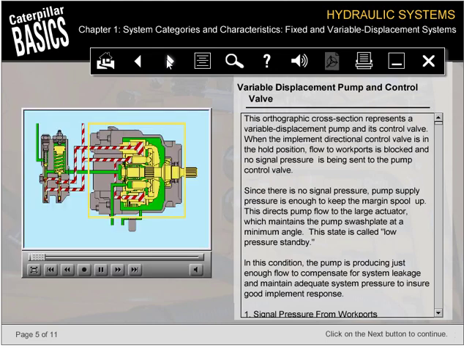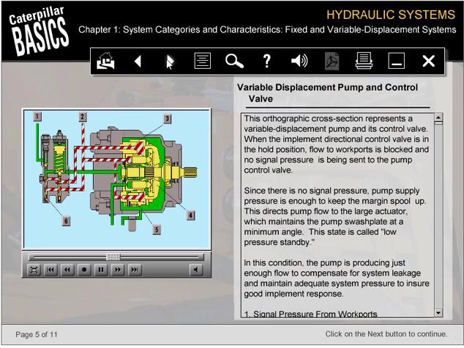This orthographic cross-section represents a variable displacement pump and its control valve. Study it carefully. Pay close attention to the highlighted sections of the drawing. Number 1 indicates where signal pressure enters from work ports. Number 2 shows pump supply to the control valve. Number 3 is the large actuator. Number 4, the swash plate. Number 5, the small actuator and bias spring. And number 6 is the margin spool.